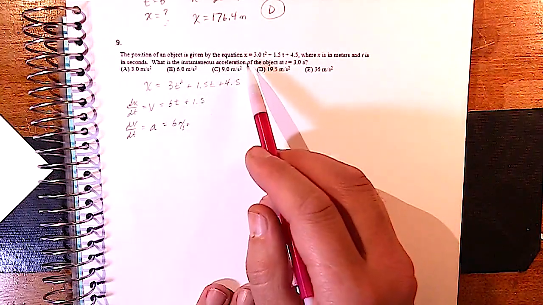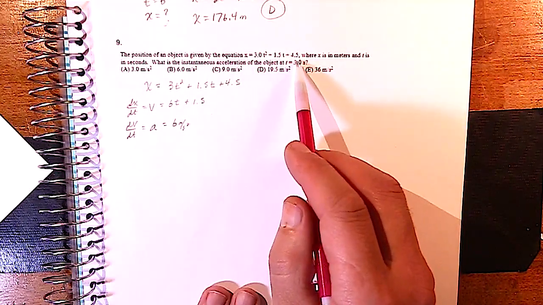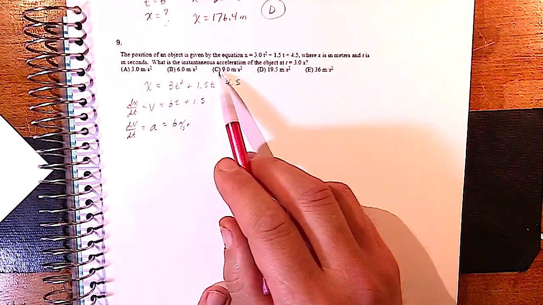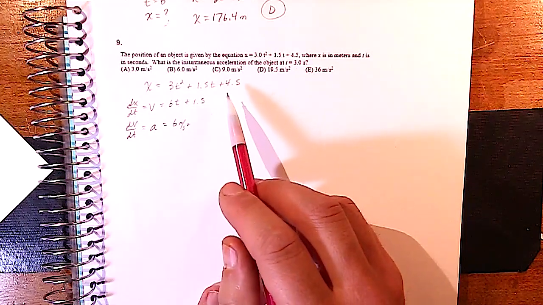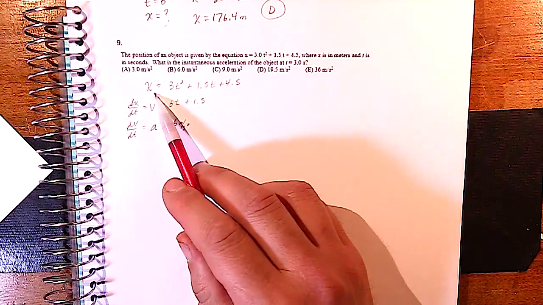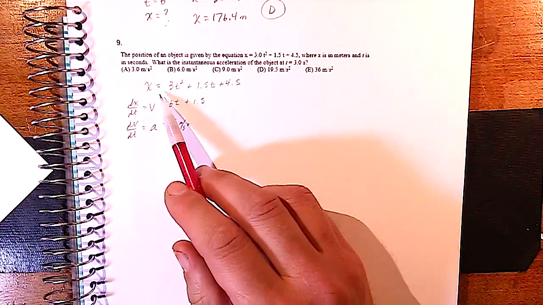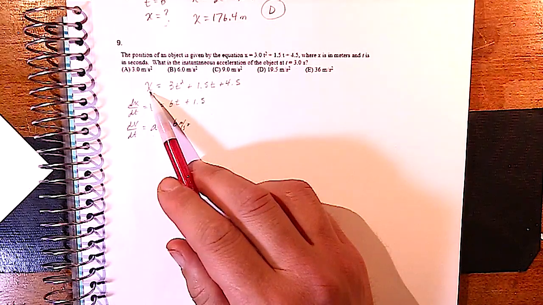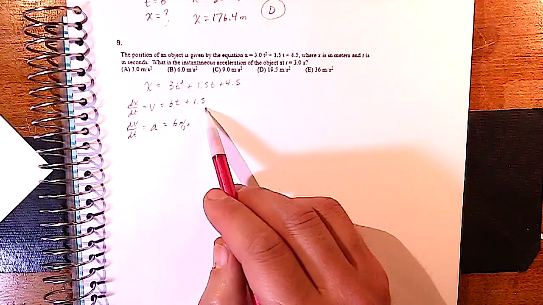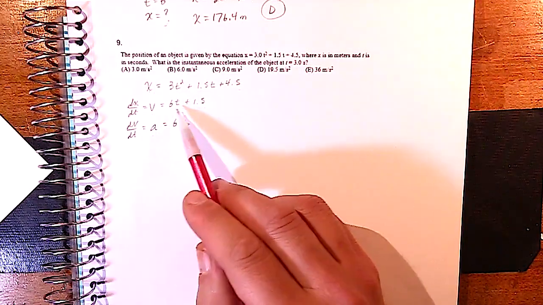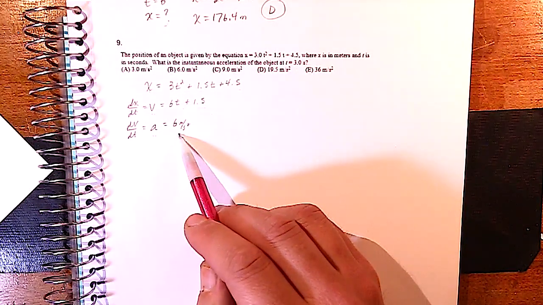In this equation, we have a position given as 3t squared plus 1.5t plus 4.5. And it says, what's the instantaneous acceleration of the object at 3 seconds? So just like the problem that we did 2 problems ago, we're given a position formula, but we want an acceleration formula. So what we need to do is take the first derivative of position to get velocity. So the first derivative of this gives us this, and then we take the derivative of velocity to get us acceleration. And acceleration is 6 meters per second squared.